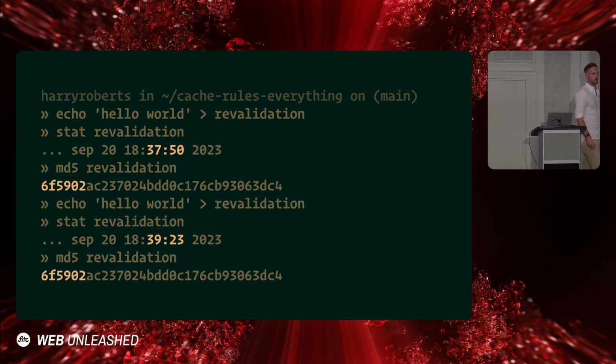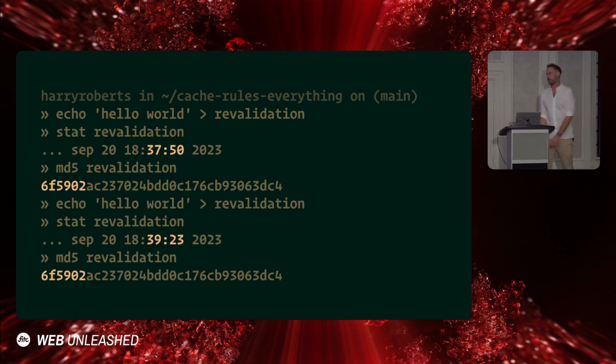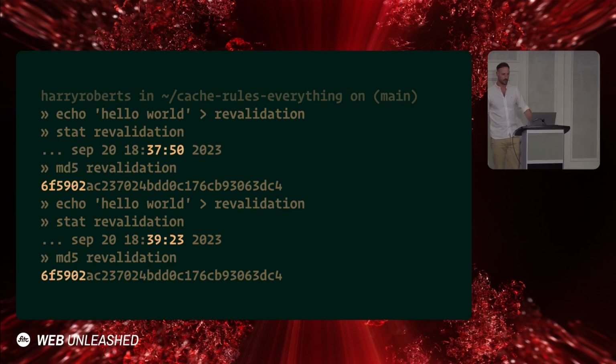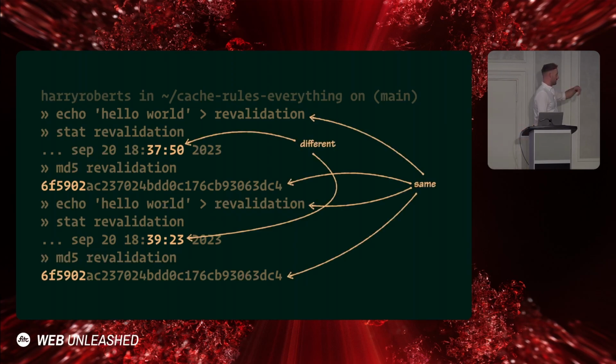Just to demonstrate the problem, this isn't exactly how it works, but if I just write the string hello world to a file called revalidation, I catch its last modified, it was 18:37 and 50 seconds. The checksum started with 6F5902. I then write the exact same string to the exact same file. The last modified is updated, the checksum hasn't. These are the false positives you risk running into if you use last modified over ETag.